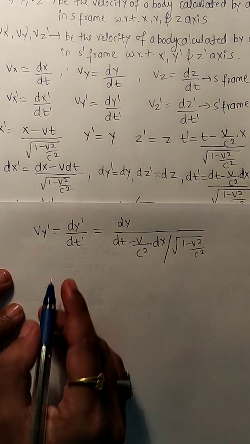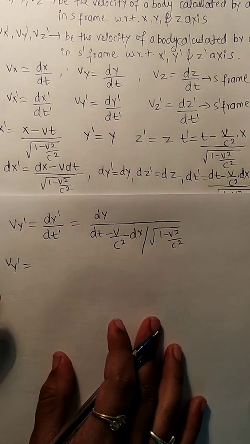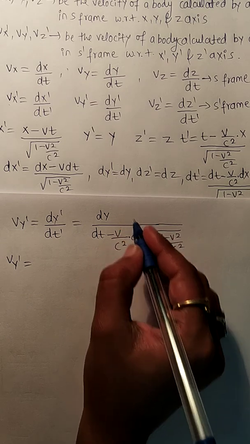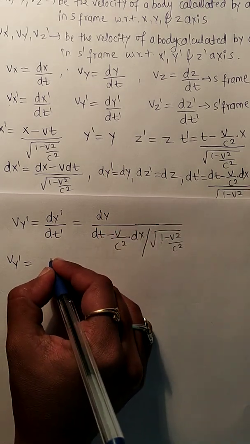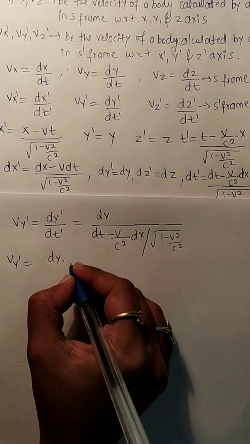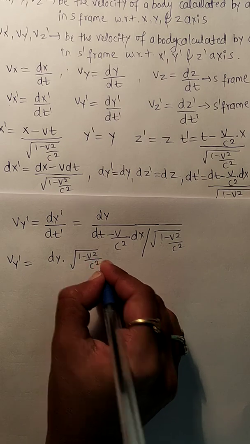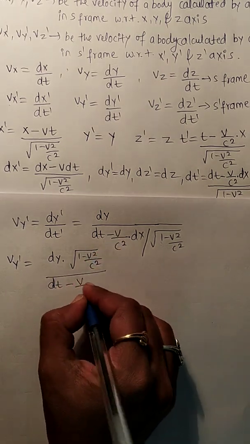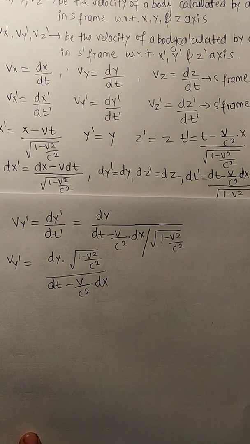Is that the equation? Now phi y dash is equal to, this will go to the numerator because it was divided. When it goes to the numerator, we get dy into square root of 1 minus phi square by c square, whole divided by dt minus phi by c square into dx. This is the equation we have.